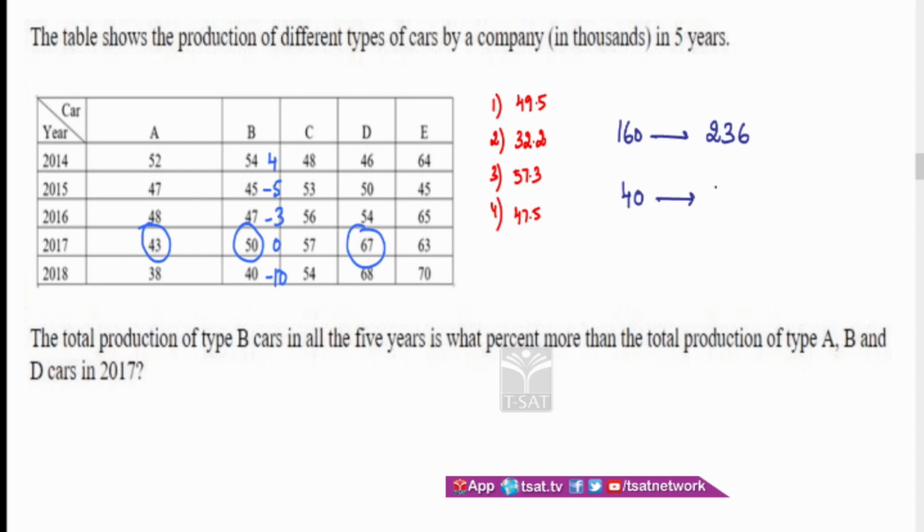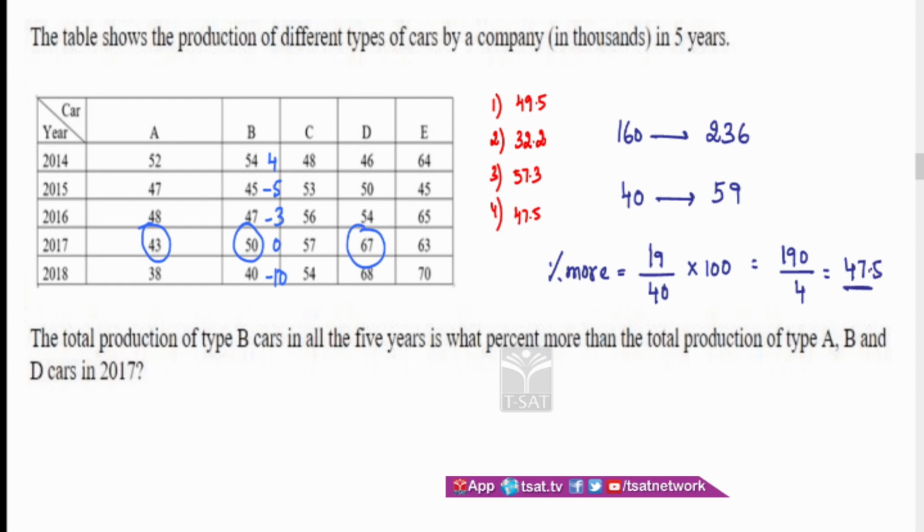See, 4 5s are 4 9s are. Therefore, percentage increase or percentage more. How much more is it? 19 more upon 40 into 100. You can say 190 by 4, that is 47.5.